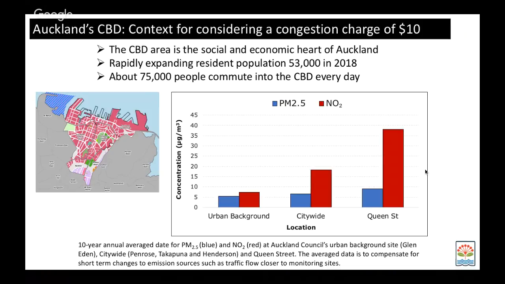So the bar chart there just shows the urban background and citywide versus Queen Street, and you can see that it's about five times higher for NO2 and slightly higher for PM2.5. That's 10-year annual averaged concentrations.